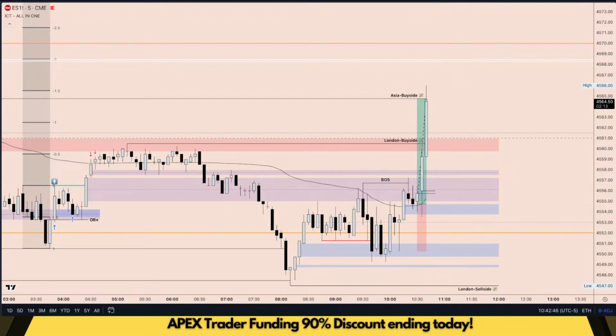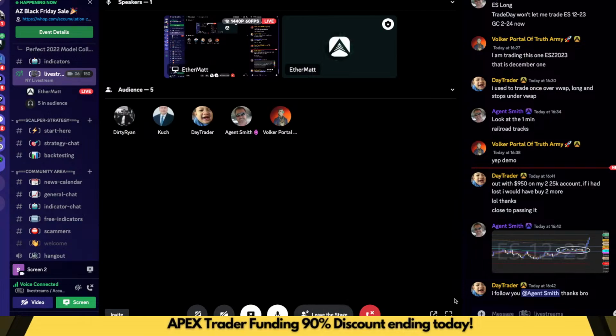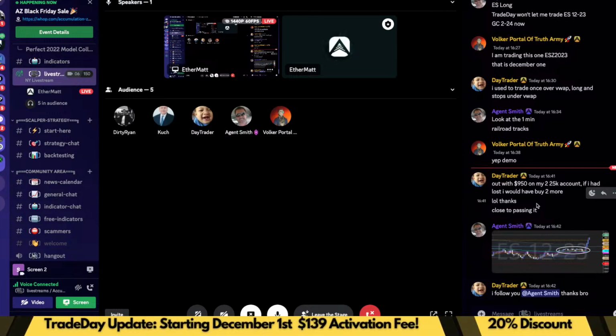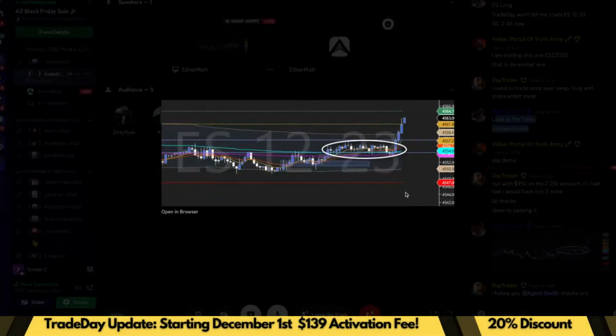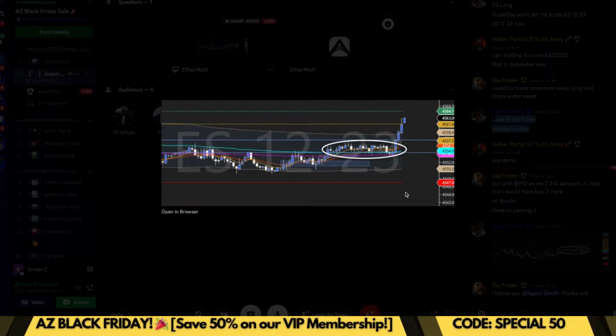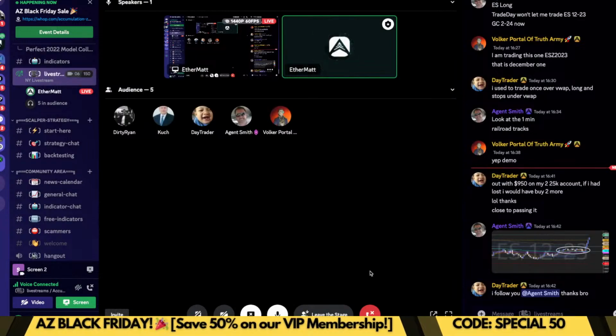By the railroad tracks, Agent Smith. Those are railroad tracks. Why is that? Consolidation. Railroad tracks is a bearish candle immediately followed by the bullish candle, I thought.